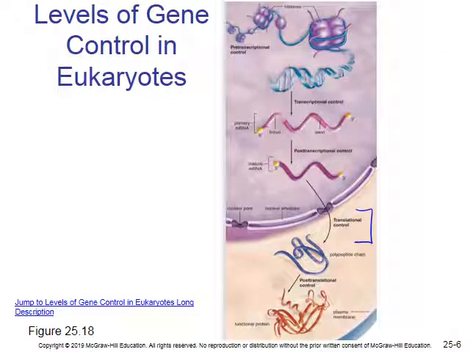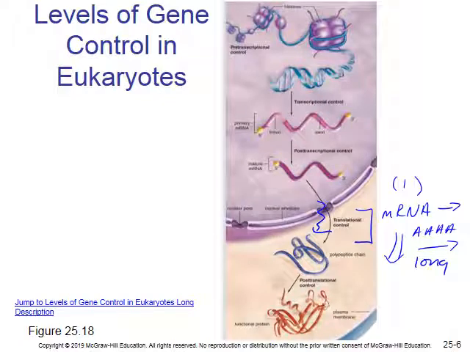Here at translational control, when the mature messenger RNA leaves the nuclear pore, the length of the poly A tail will tell you how long this messenger RNA can stay in the cytoplasm and be read. So it's possible for one messenger RNA to make multiple proteins, but it depends on the translational control.